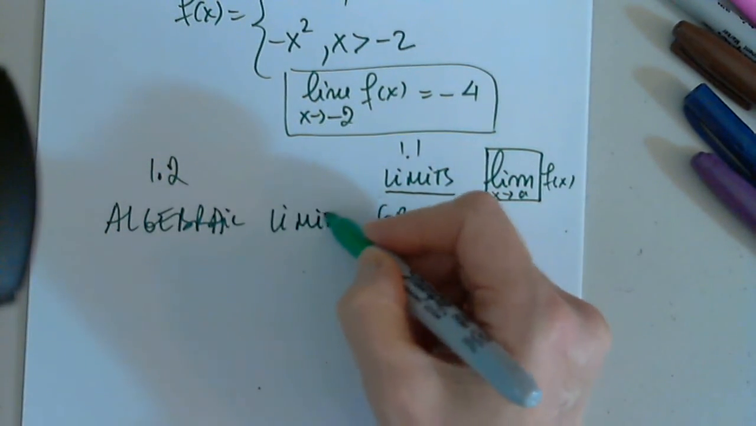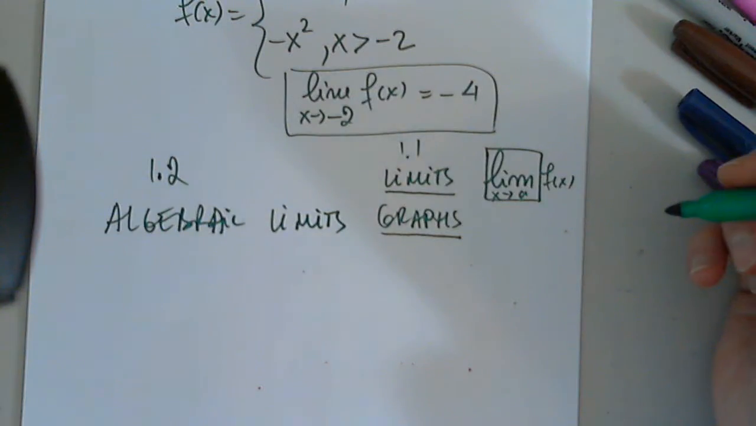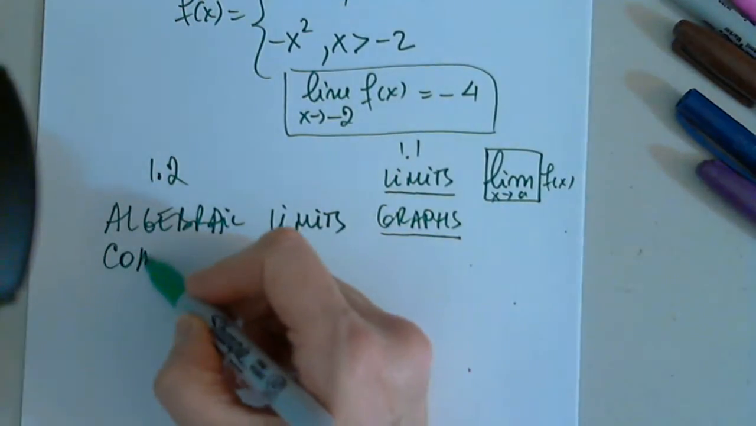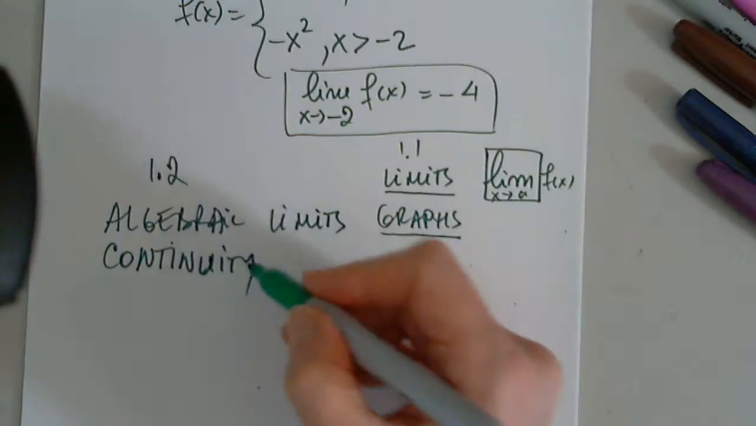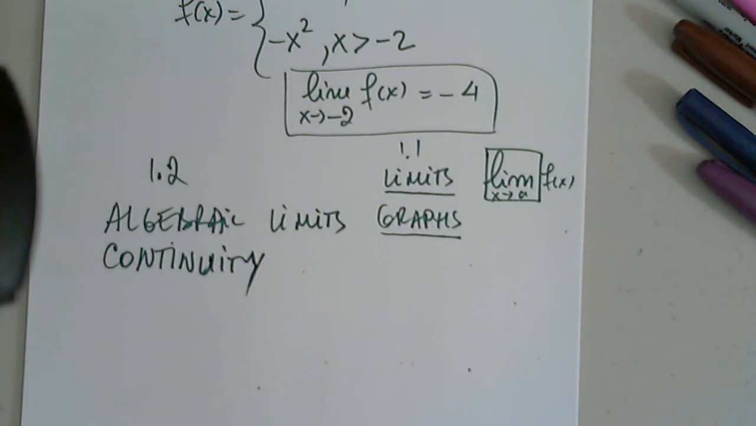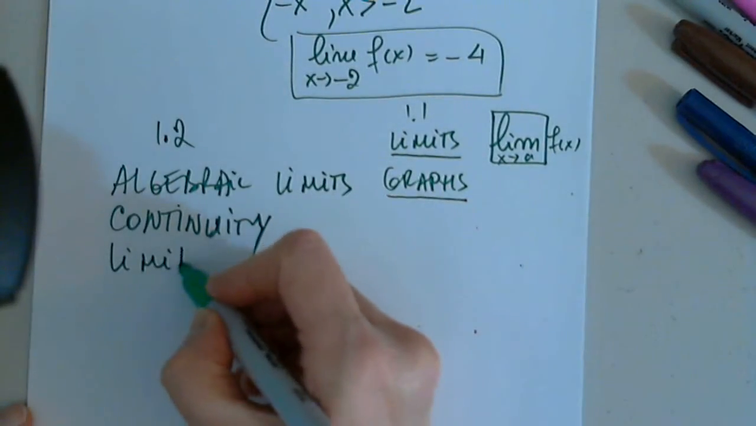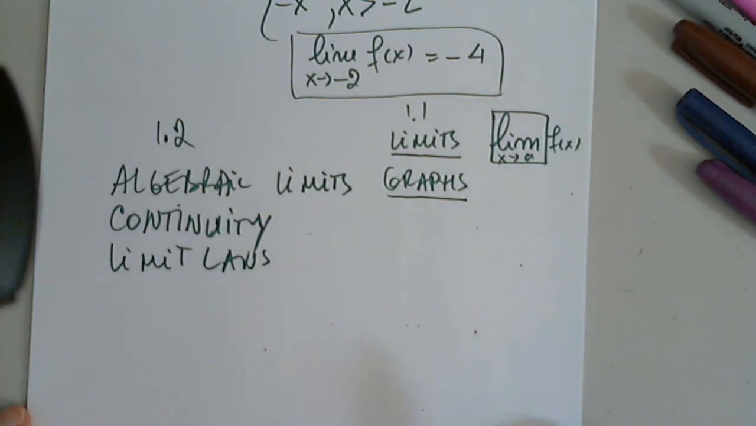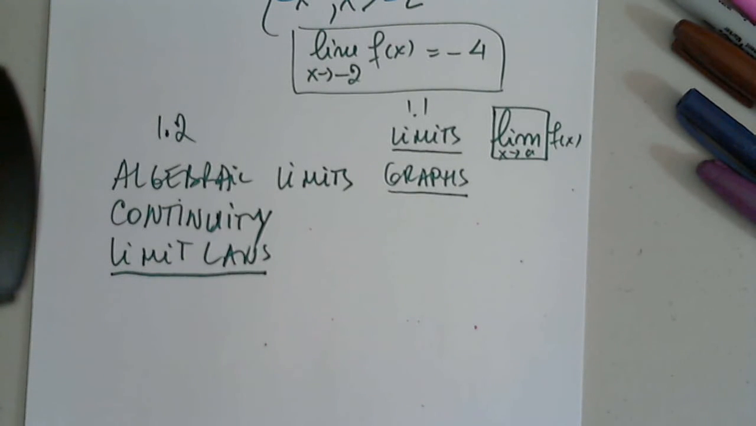Now, in the next section, we're going to look at algebraic limits. We're not going to need to look at the graph now. We have other ways. We don't need to always graph in order to determine the limit. We also are going to talk about continuity. When is a function continuous? In addition, we're going to talk about the limit laws. And I am going to start with the limit laws.